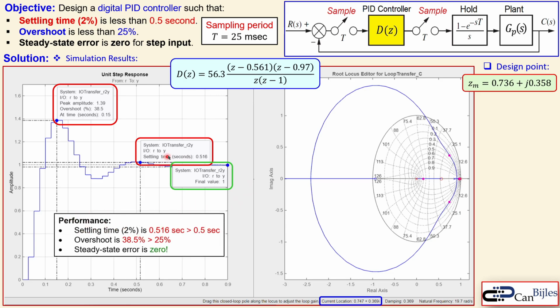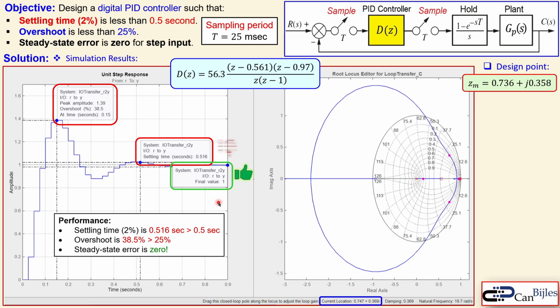The settling time is 0.516 seconds, so larger than 0.5, that is definitely not fine. We see also the overshoot is 38.5%, definitely much larger than 25%. But the steady state error is 0, so that is good. So one of the three is succeeded.